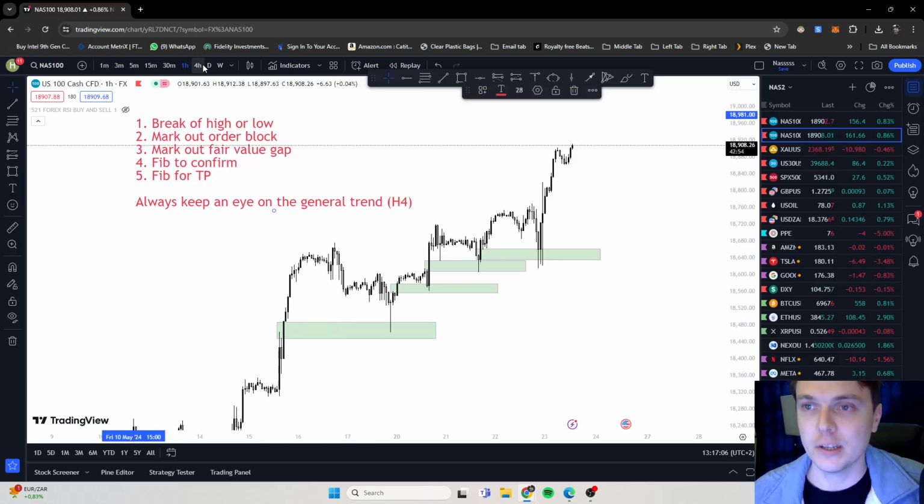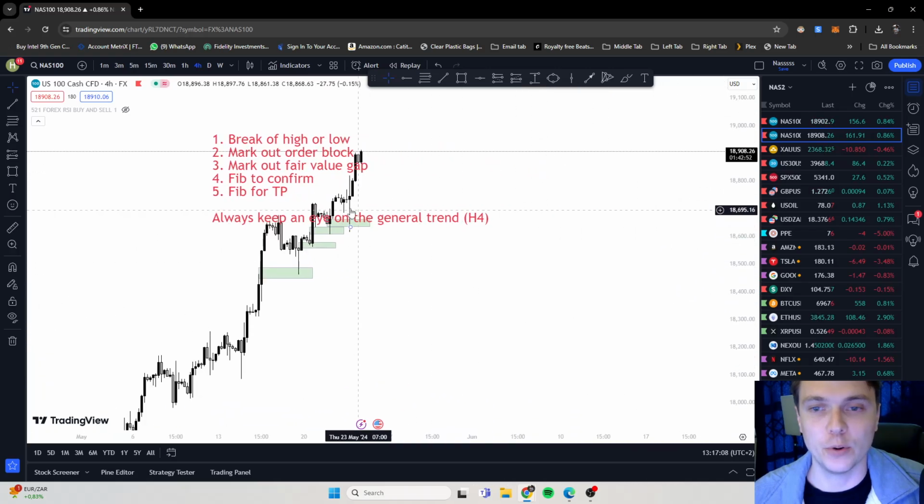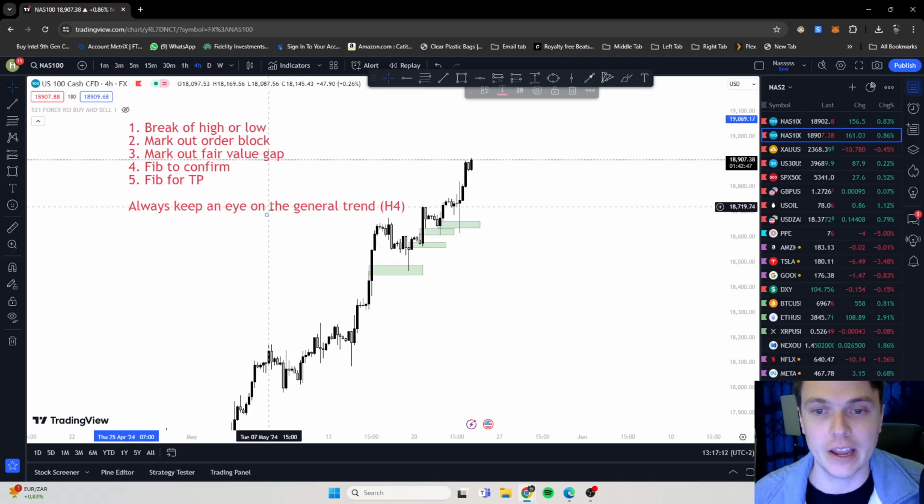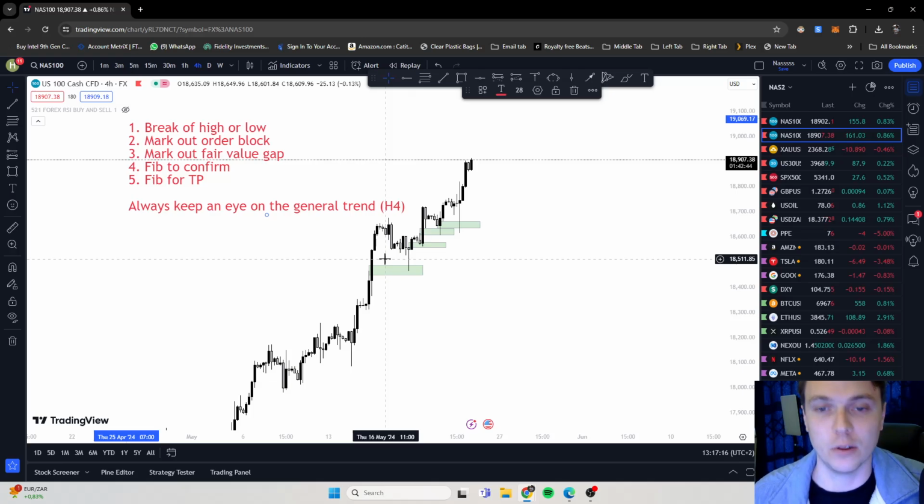So let's quickly go to the 4 hour, because it's very important to always keep an eye on the higher time frames to see what we are looking at. NASDAQ is bullish. It's breaking higher highs the whole time, which makes it bullish. So we are going to look for bullish trades. If we take a bearish trade, it's not going to be a long trade. It's going to be a quick scalp. That's what we will do if there are bearish trades.